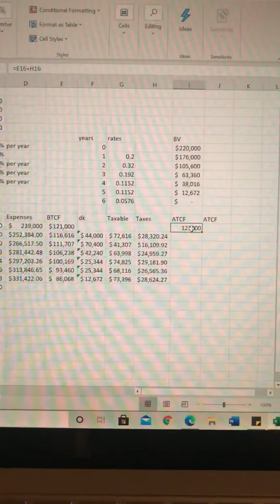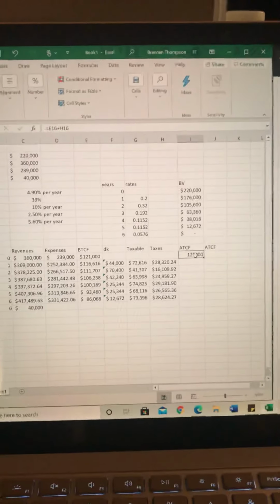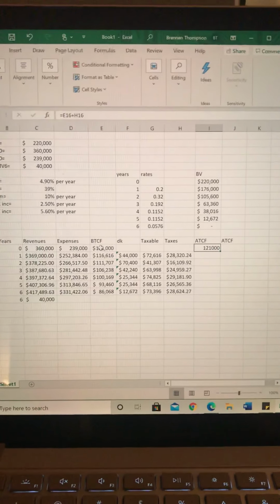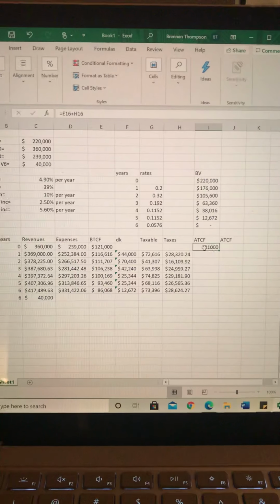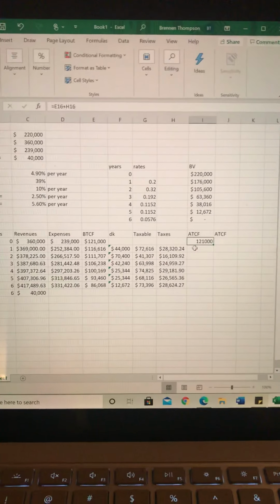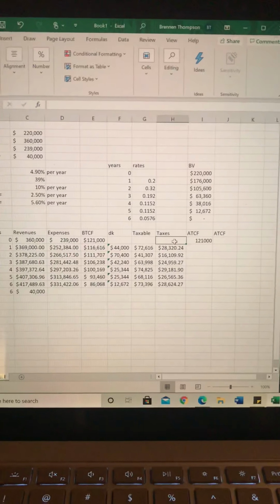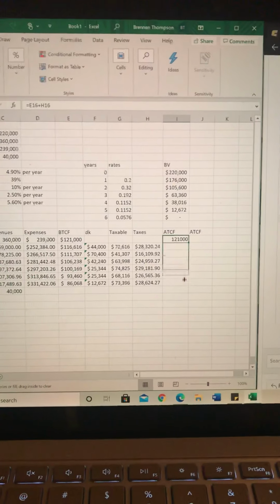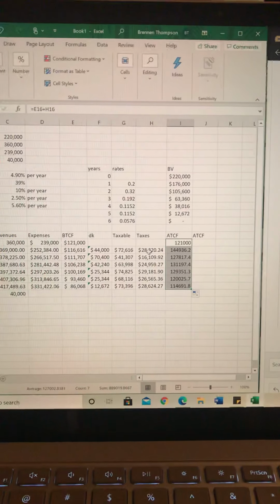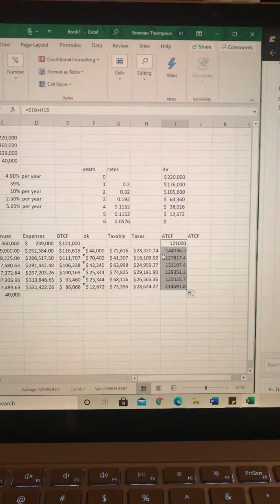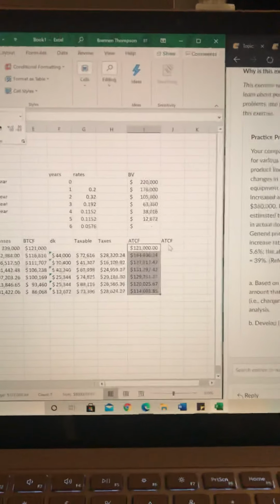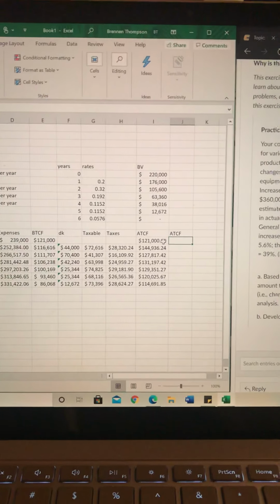Alright. The actual or after tax cash flow values are equal to the before tax cash flow plus the taxes. So we weren't given any taxes here, but it's going to be the same as the before tax. So if you drop this down, you're going to see that these values plus these values are being added here. So we format this in dollar amounts. Alright, and then in this one, it's going to be the same.